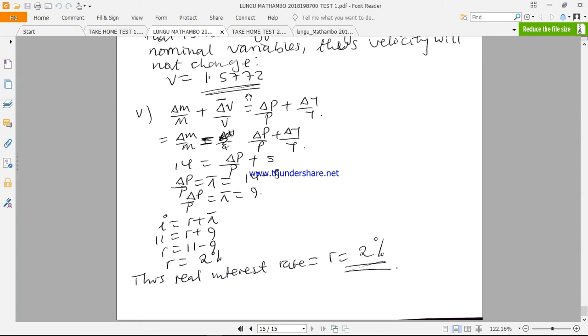This is coming from the quantity theory and Fisher.